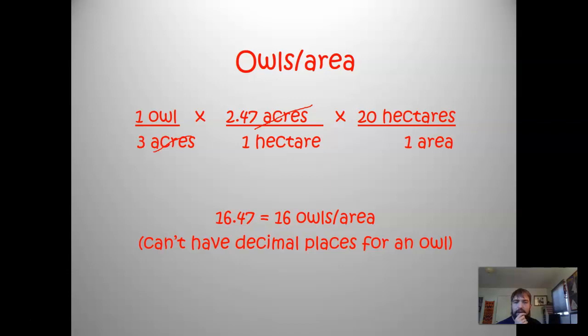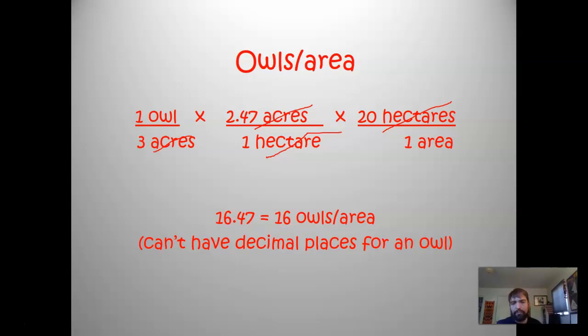And then you want to figure out hectares per area. You know that. So you can then cancel out hectares per area. And then you just multiply across. And you get 16.47, which would be 16 owls per area.